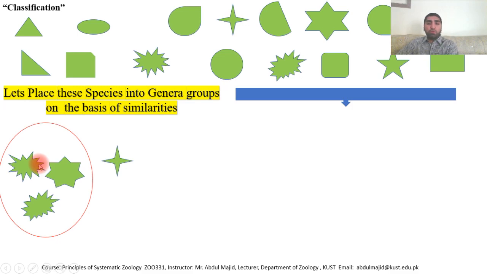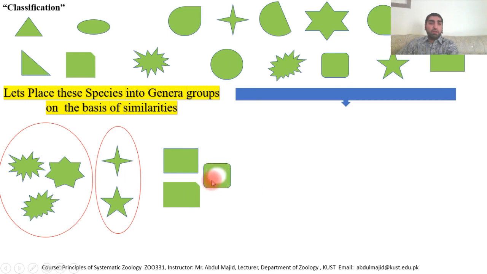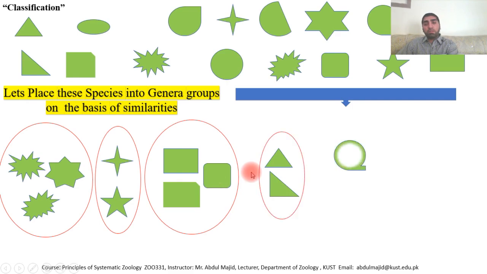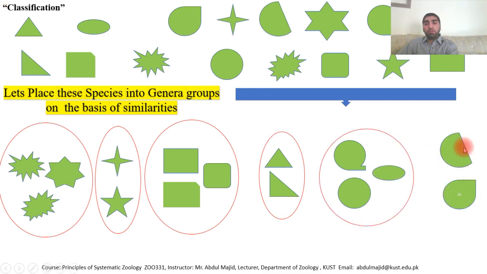Then we go for the other one, these two, because they have a bit of similarity with each other, so we place them in another group. And then we go for the rectangular one and we place them in another group. And then we go for the triangular one and we place them in another group. And then we go for the spherical one, so we place them in another group. And then we go for this one. These are not circles, okay? So we place them in another group. They are not circle, they are not rectangular, they are not triangular, they are not star shape. They have a bit different form. So we place them in another group.